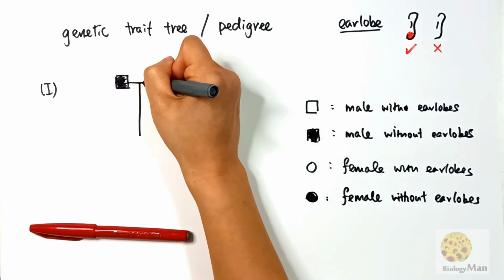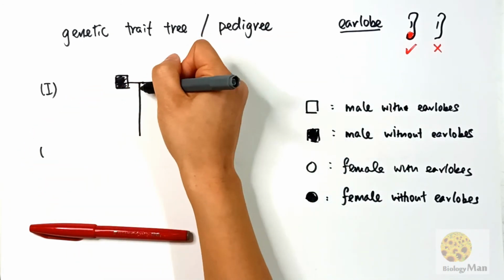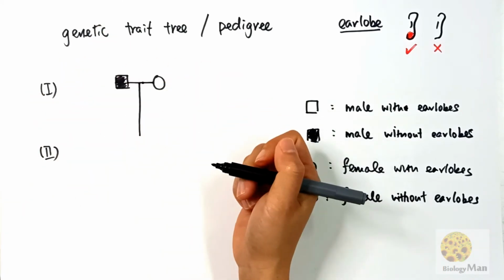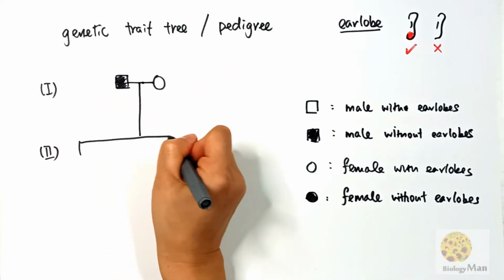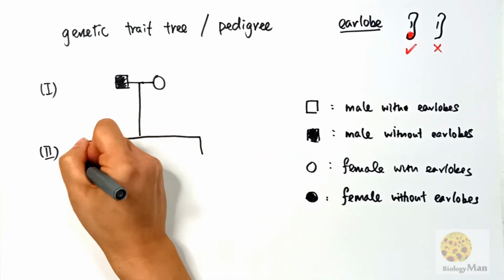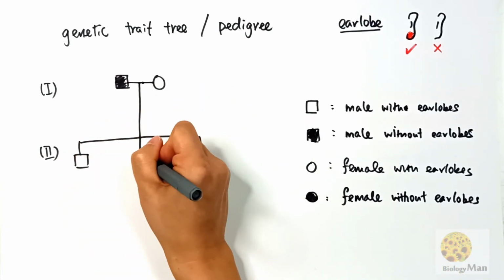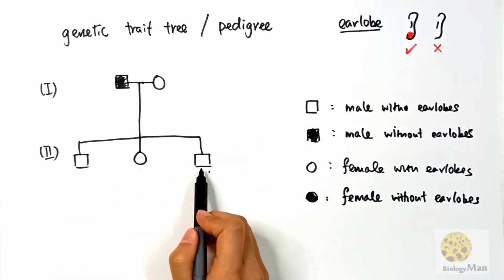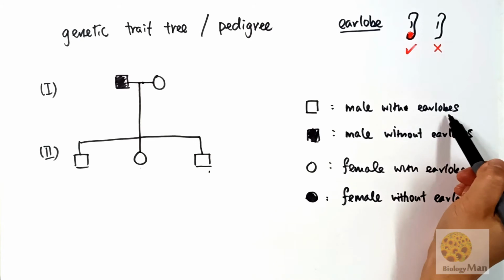And this line will connect to the next generation, that is generation 1, and here is 2, the second generation. And their children will be represented like this. They got 3 children, one is a boy, one is a girl, and the other is a boy. And all of them got earlobes.